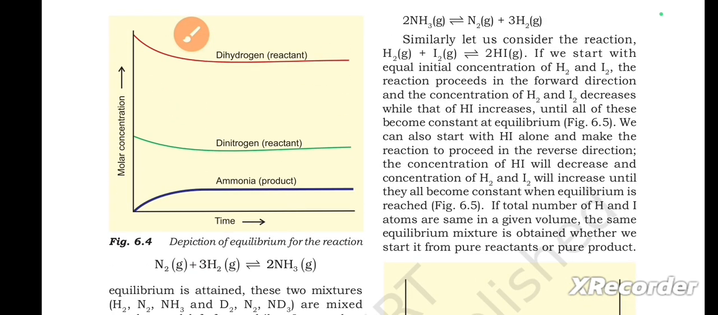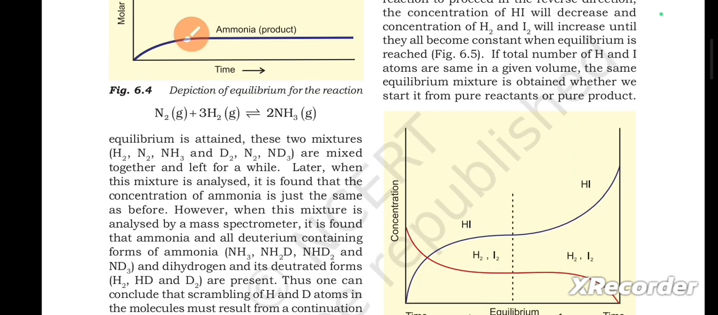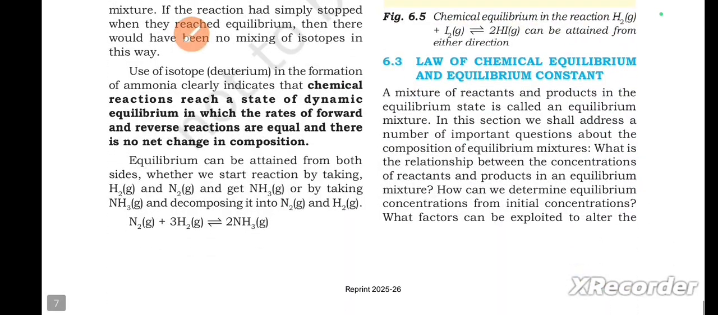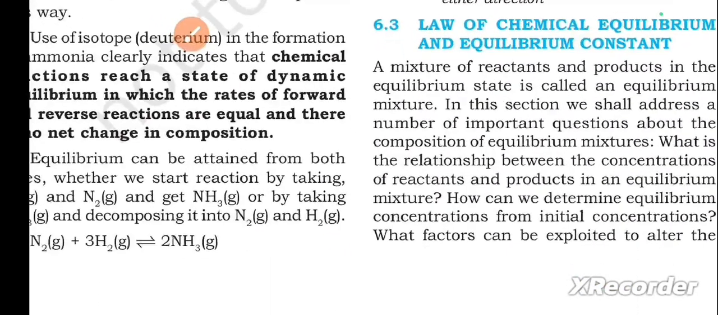We can also start with HI alone and make the reaction proceed in the reverse direction. The concentration of HI will decrease and the concentration of H2 and I2 will increase until they all become constant when equilibrium is reached. If the total number of H and I atoms are the same in the given volume, the same equilibrium mixture is obtained whether we start from pure reactants or pure product. Next, law of chemical equilibrium and equilibrium constant.